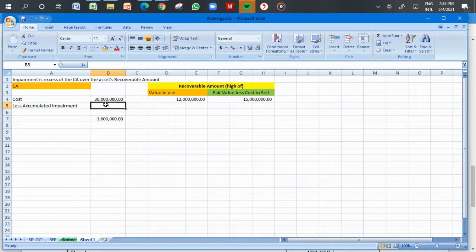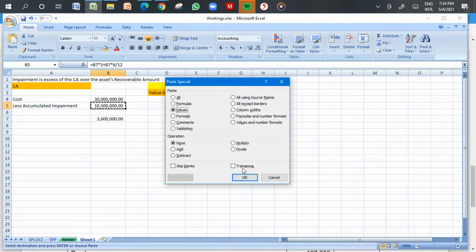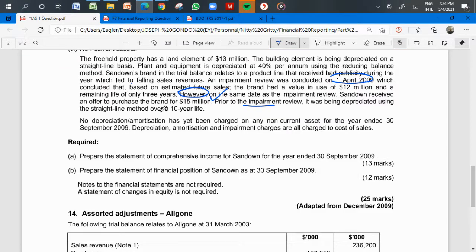So we had 3 million for how many years? For 3 full years. So it's 3 million multiplied by 3 years, then plus 3 million multiplied by 6/12 for that half year. So that means we amortized our brand for this much. Let me paste special, paste these values. Okay, so that was the accumulated amortization on the brand when we did the impairment.